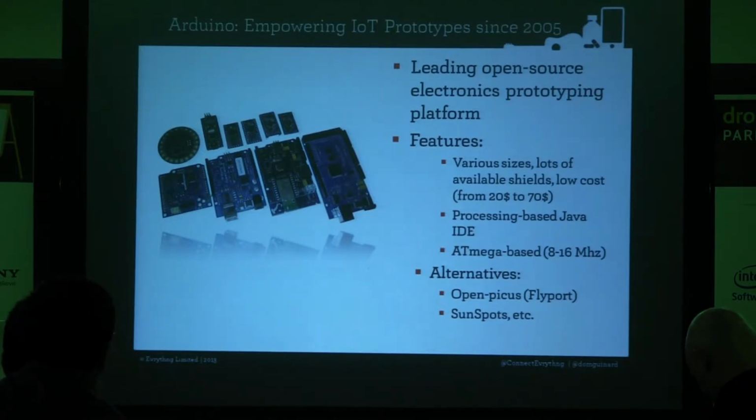Okay, so it's a leading open source electronics prototyping platform. It has various sizes, various prices as well. It starts from 20, which is hard to beat, to 70. The IDE is based on Processing, and it's a Java IDE. Processing is a cool IDE for art and design applications that was created at MIT.